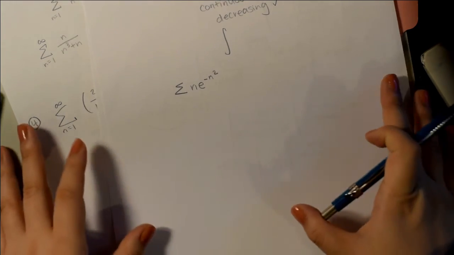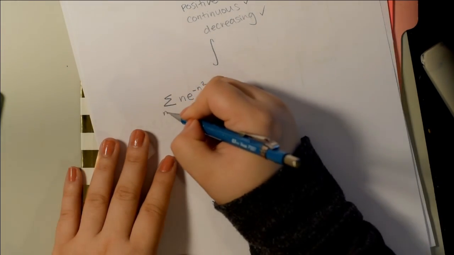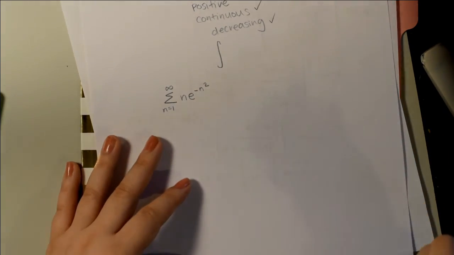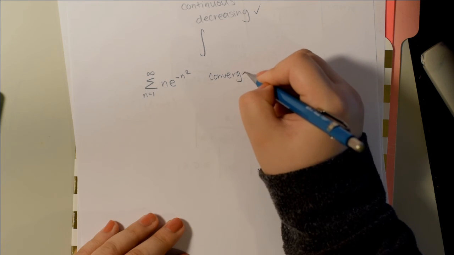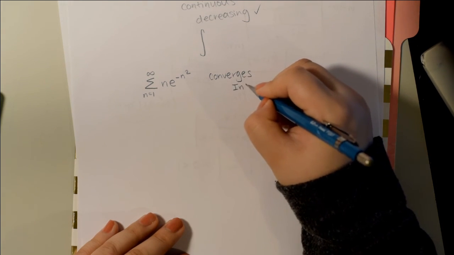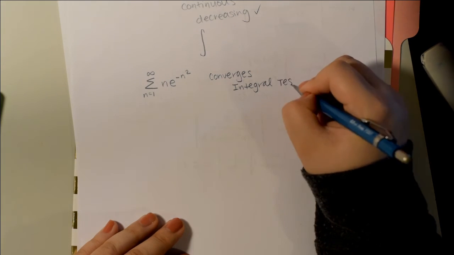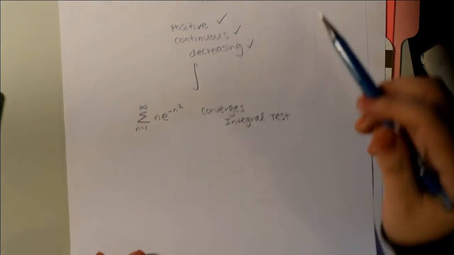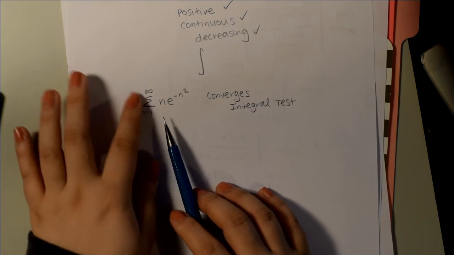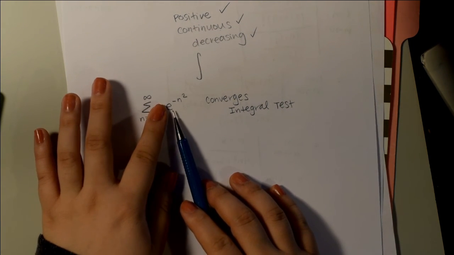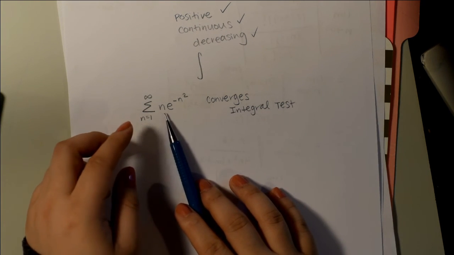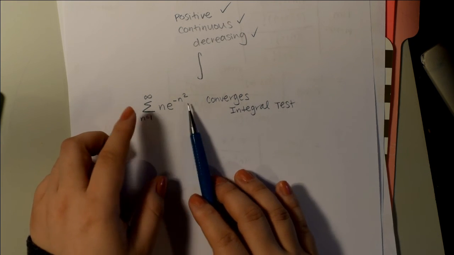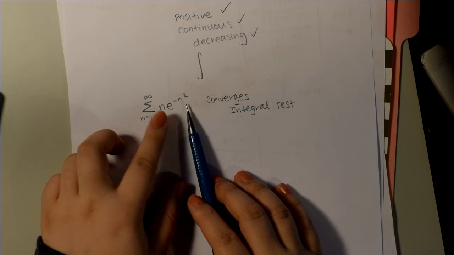So the series is e to the negative n squared, n equals 1 to infinity. I'll tell you, I'm pretty sure this one converges by the integral test, but like I said, you have to confirm that these conditions are actually true. This is positive because we're going from 1 to infinity, and so that makes n positive, and e to the power of anything is positive, so that's fine. It's continuous, and that's pretty straightforward as well, right? Nothing really breaks here.